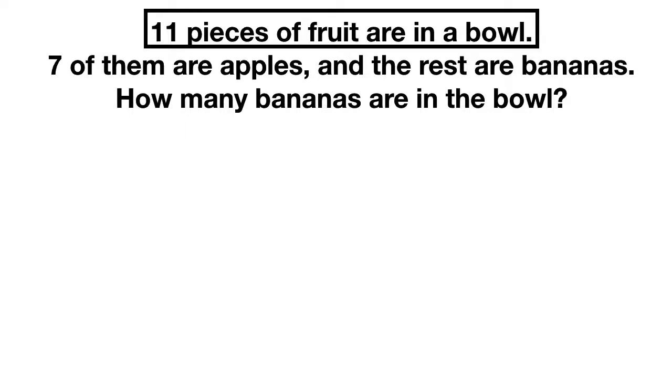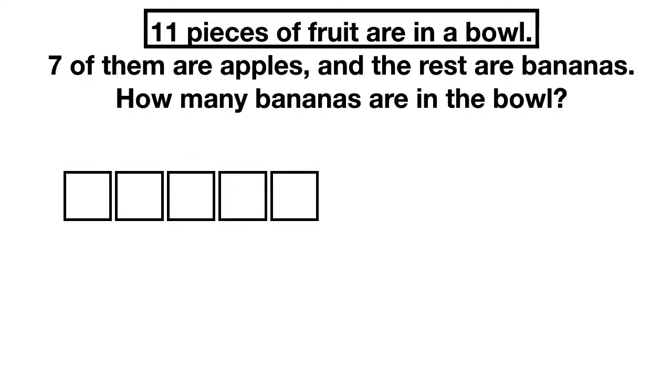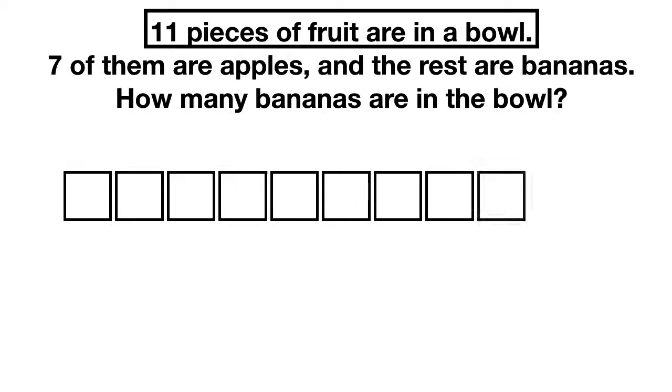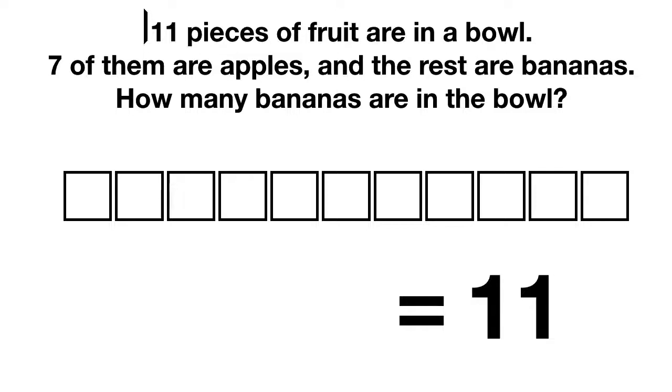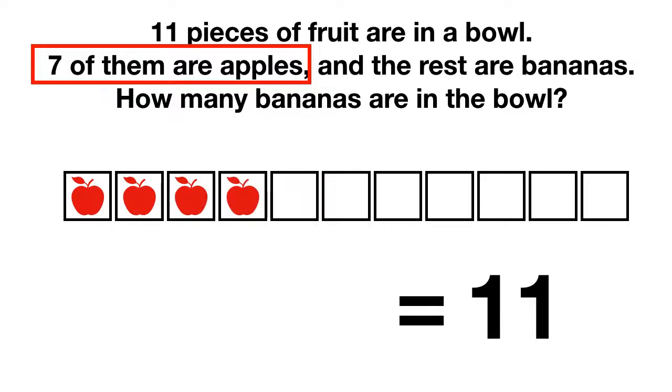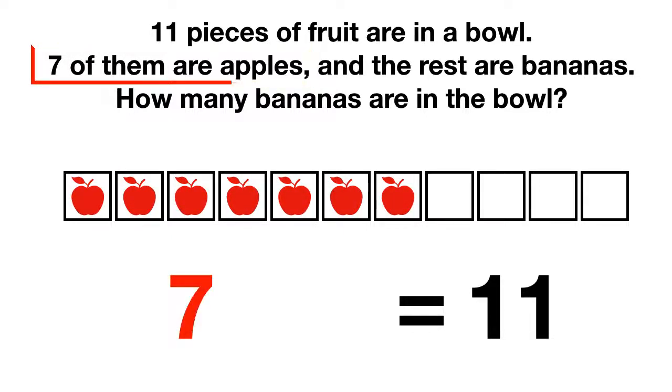Even though we don't know what type they are, we could show 1, 2, 3, 4, 5, 6, 7, 8, 9, 10, 11 spaces to show that the total number of pieces of fruit equals 11. Now, how many apples do I have? Well, the problem says 7 of them are apples. So we could show that we have 1, 2, 3, 4, 5, 6, 7 apples, and write that we have 7 apples into our number sentence.